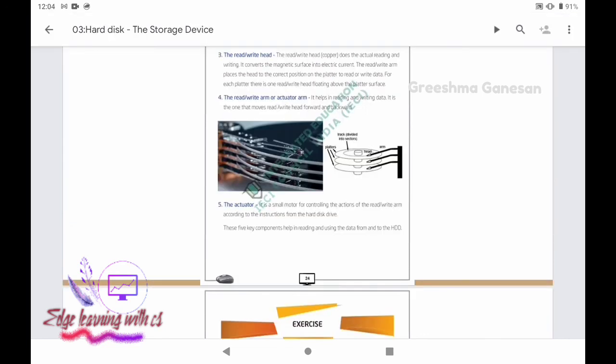Then the fifth point, the actuator. It is a small motor actually used for controlling the actions of the read-write arm according to the instructions from the hard disk drive. Then these five key components help in reading and writing the data from and to the hard disk drive.